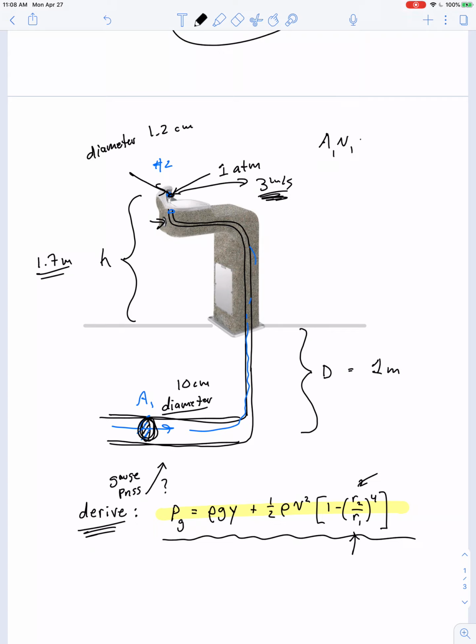So don't forget we have this thing known as the equation of continuity. It says A1V1 equals A2V2. So if the pipe is getting constricted because the diameter of the exit hole is much less than the diameter of the feeder pipe, then that's going to play into changes in velocity between point 1 and point 2 in our system.